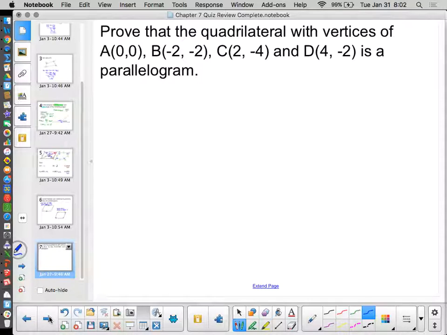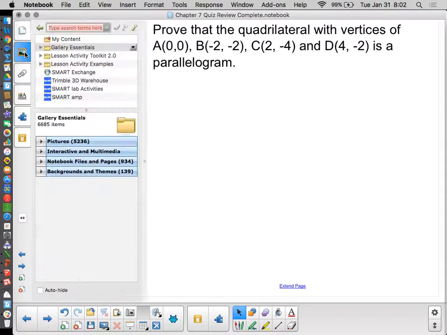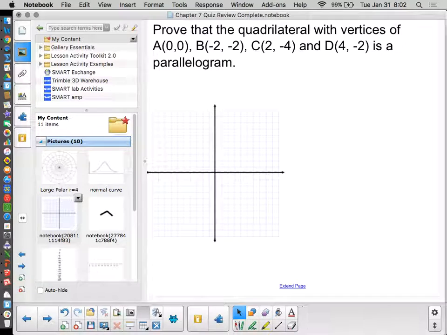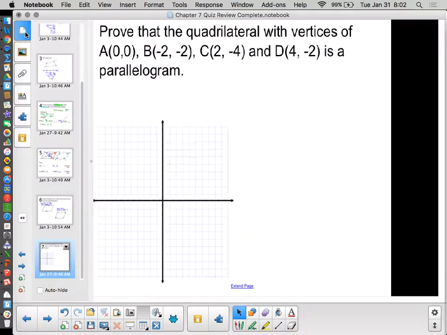Prove that the quadrilateral with these vertices is a parallelogram. This is what we did at the end of the day yesterday. Now, here's where we talked about in the podcast, the communication piece comes into play. A lot of times what you're going to want to do, and I believe on the test I do have a graph already on there for you. Graphing it is helpful. Graphing it is not the proof. But graphing it is helpful.